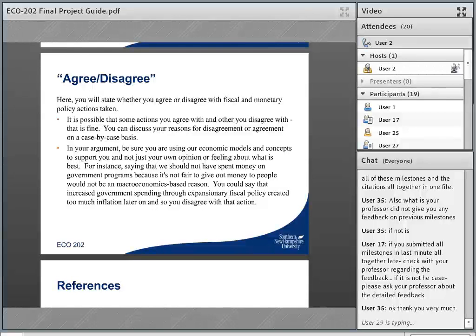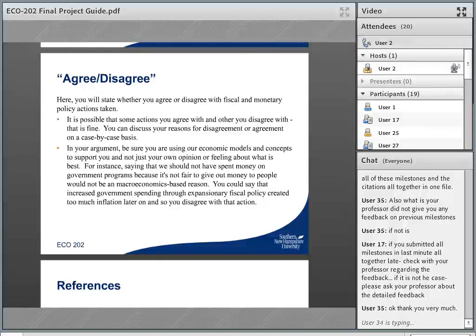And this is your chance to give your opinion based on your learnings in this course, and not based on anything else. So you might have opinions outside of macroeconomic teachings, and that's fine. But this is our space to talk about how the models and the concepts that we've learned here might lead us to agree or disagree with an economic policy.